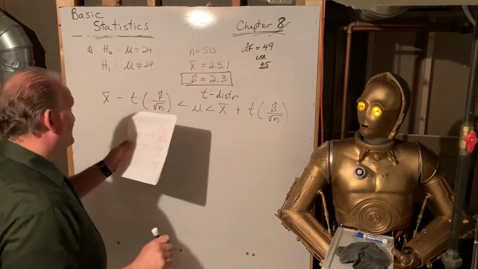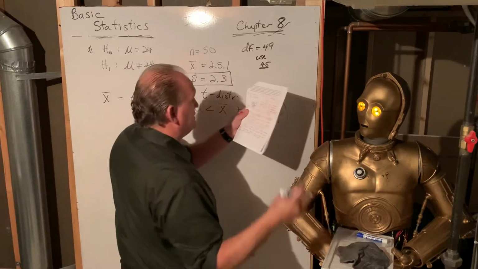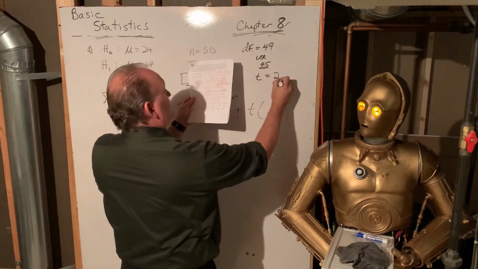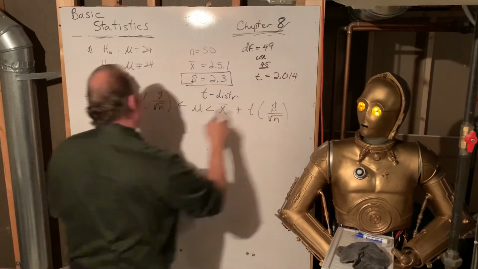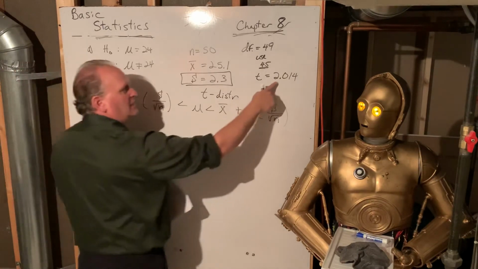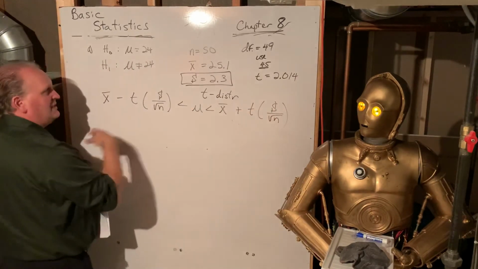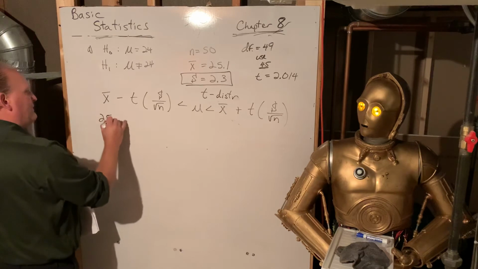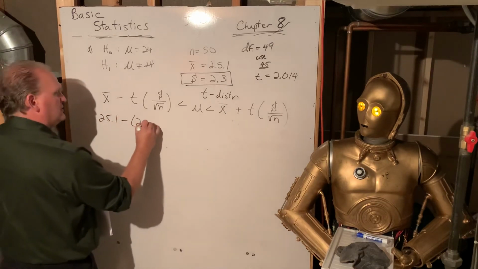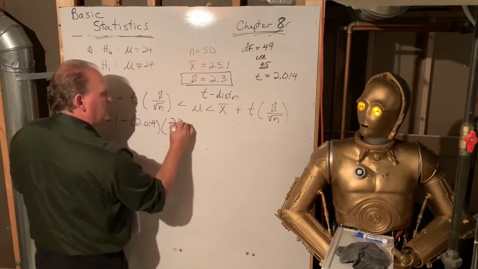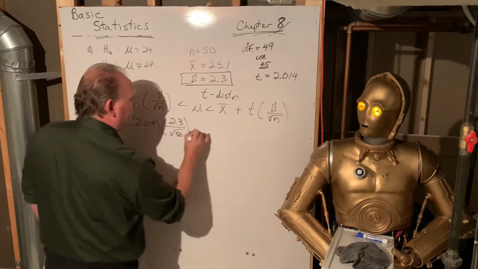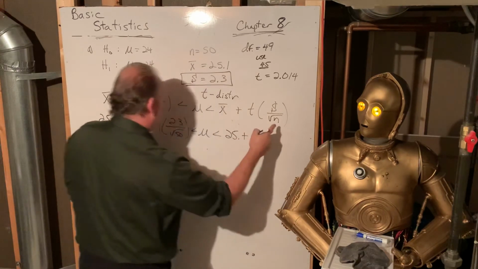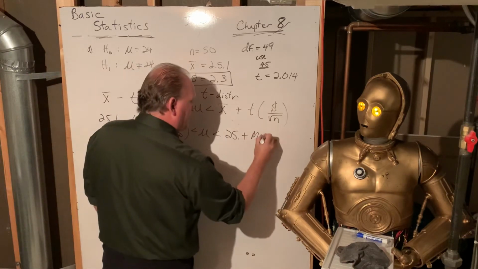All right? So we look up 45 degrees of freedom and 95% confidence interval, and that comes out to be 2.014. So that's the only difference. Instead of like a 1.96 there, you're going to put a 2.014. All the rest of this is just the same as what a confidence interval with z would look like. All right, so let's see what happens. 25.1 minus 2.014 times 2.3 divided by the square root of 50 less than mu, which is less than 25.1 plus all of that stuff. I'm not going to write it again. We'll just say margin of error.